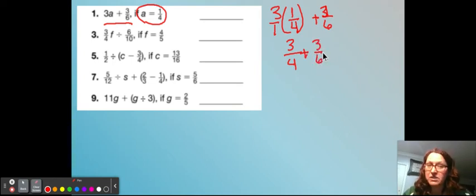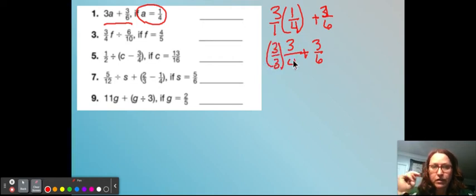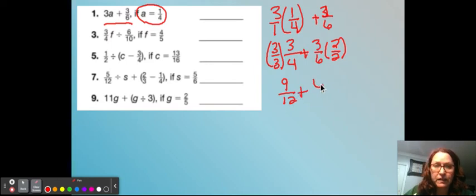Now I have to get a common denominator. So I'm looking and I'm saying, 4 and 6, what do they both go into? Well, they both go into 12. So 4 times 3 is 12, and 2 times 6 is 12. Now I just multiply. 3 times 3 is 9, 3 times 4 is 12, plus 3 times 2 is 6, 6 times 2 is 12. Looks like I'm almost done, but I'm not. This one has a lot of work.